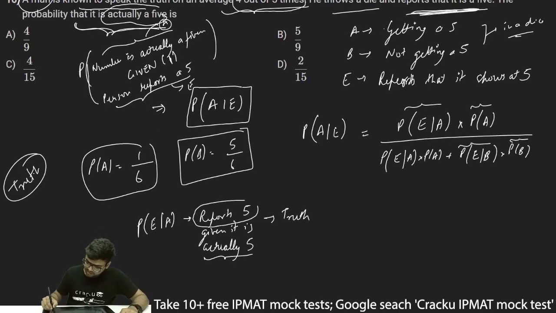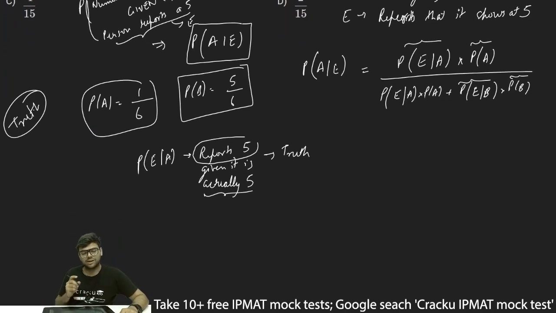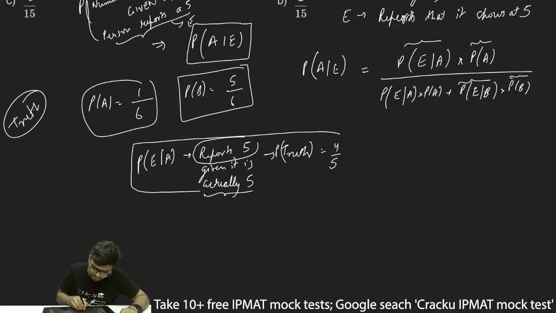So in this case, event E given that A has already happened is basically reports 5 given it is actually 5, and this is the truth statement he is saying. And what is the probability of him speaking the truth? It is basically 4 by 5. The probability of the person speaking the truth is 4 by 5. So P of E given A will be equal to 4 upon 5.